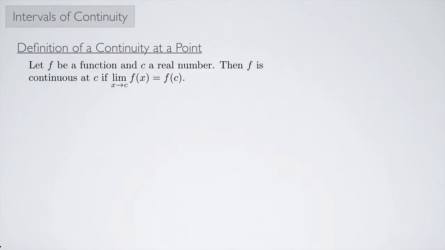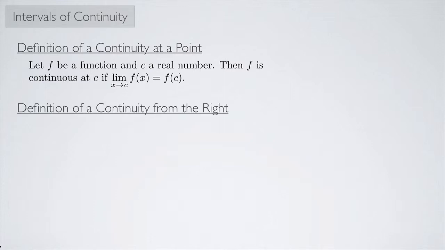Let's review what it means for a function to be continuous at a point. So let f be a function and c a real number, then f is continuous at c if the limit as x approaches c of f of x equals f of c. So that's continuity at a point.